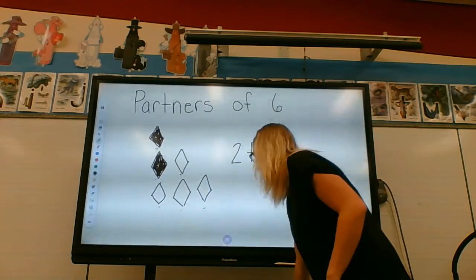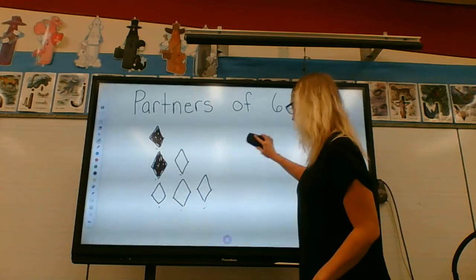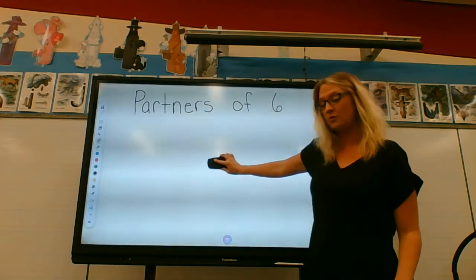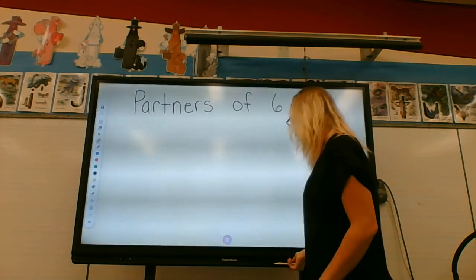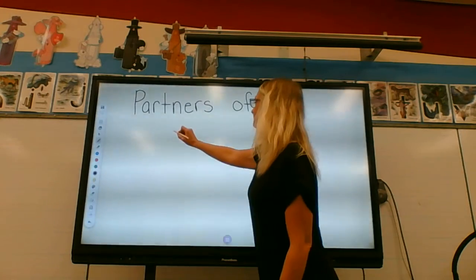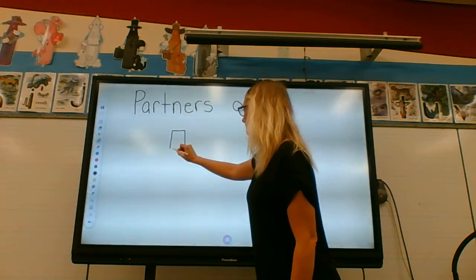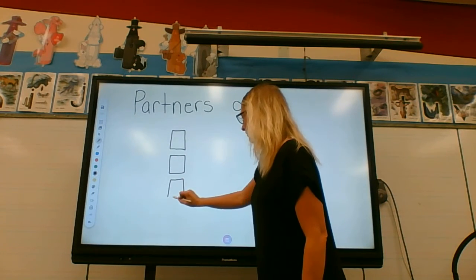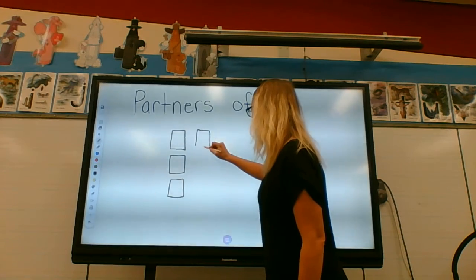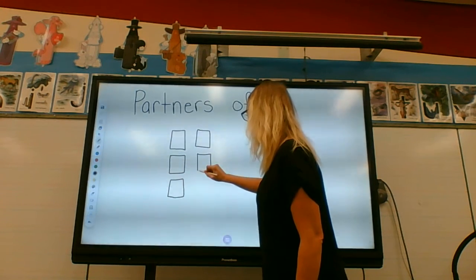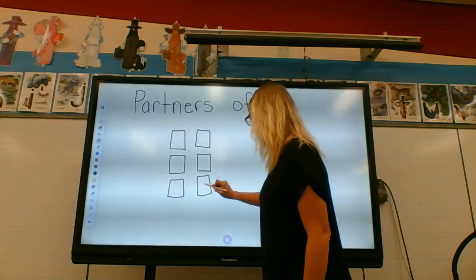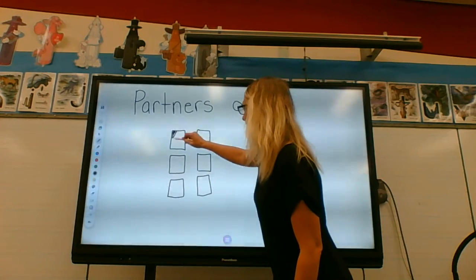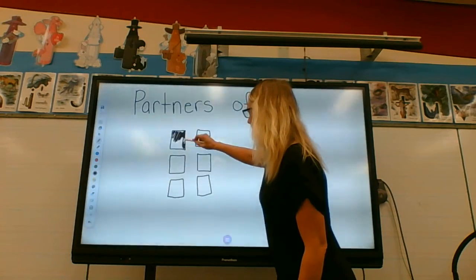Here's your next example. Let's do one more. Looking at the third row, and now our shapes are squares. So now we're using squares to find partners of 6. I'm going to do the third problem in the third row using squares. And they have 3 squares shaded in on the third problem. So I'm going to shade in 3 squares.